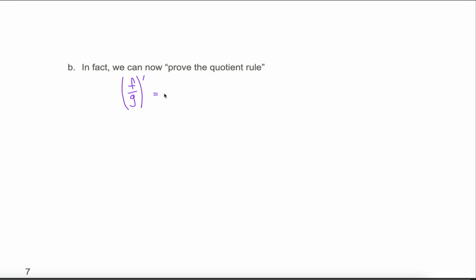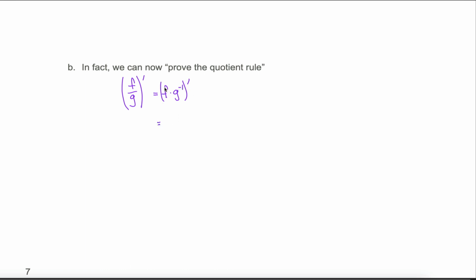How can I do that? I've got to rewrite it so it doesn't involve division, so I don't need the quotient rule. I'll say it's f times g to the negative 1 power that I'm taking the derivative of. Because f divided by g, no matter what f and g are equal to, is the same as f times g to the negative 1 power. Now we take the derivative. Can we take the derivative? Sure, just use the product rule.